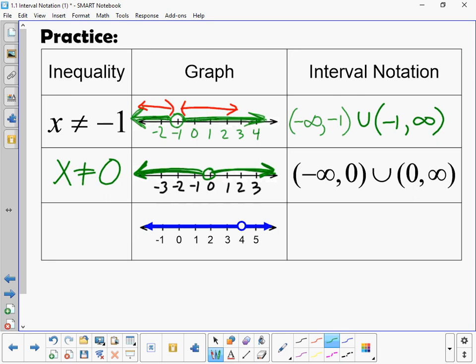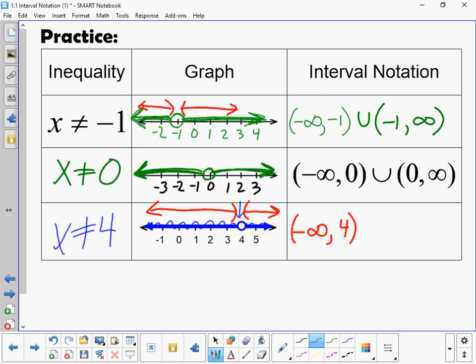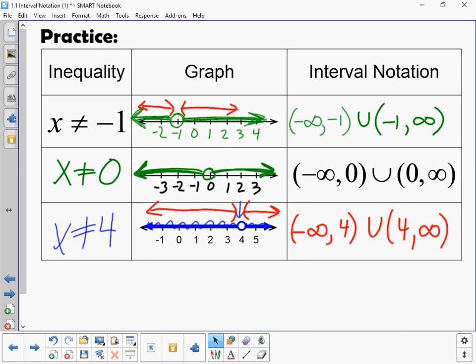The last one shows us a graph, and we want to write it as an inequality and in interval notation. For the inequality, it looks like we could have every single value except the only one that has a problem is 4. X cannot equal 4. And in interval notation, we need to write these two parts. We've got this part and this part. So it's from negative infinity up to 4, or from 4 to infinity. Neither of those 4s is included because we cannot have our value of x be the number 4.